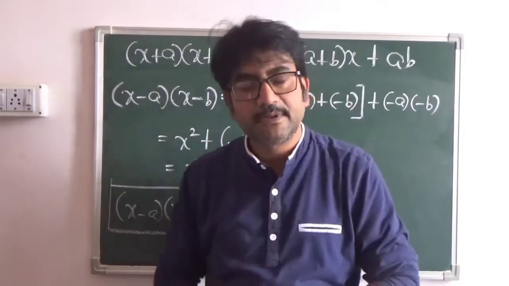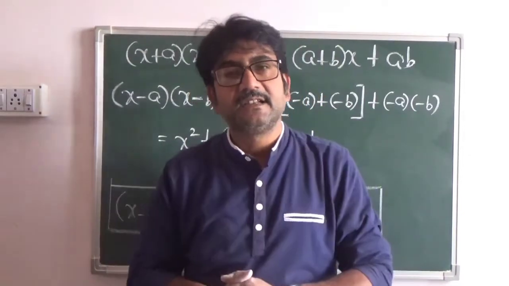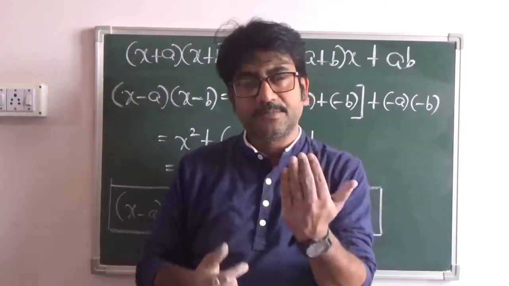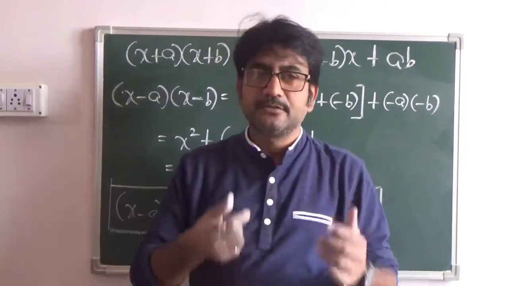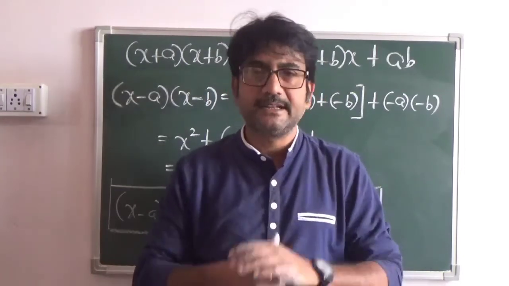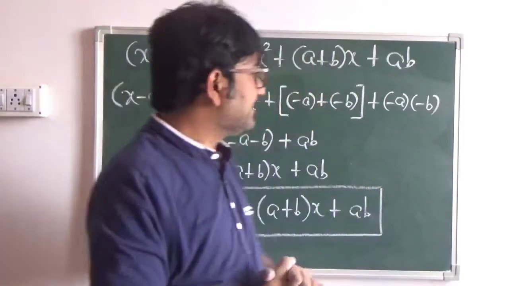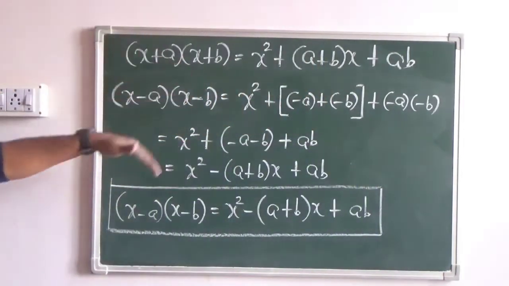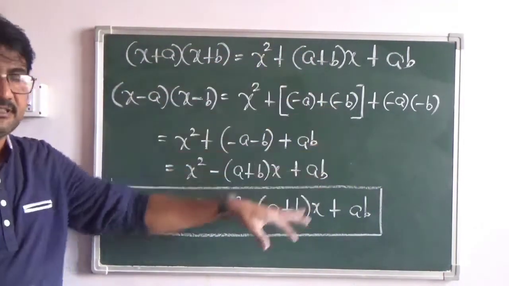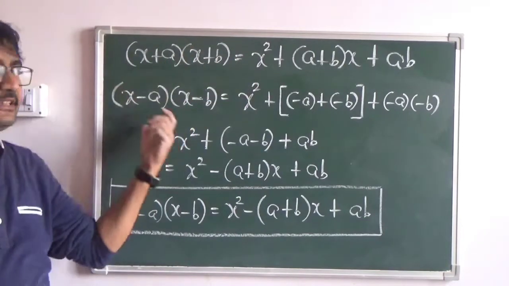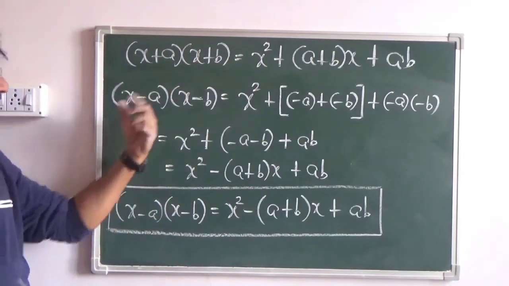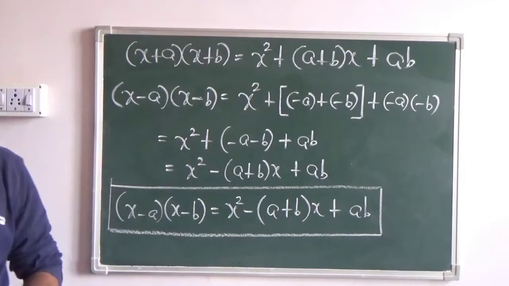There also you can have special cases. That means you can change the sign of either a or b or c, or all three. So that way we can change and you can get the result. Now finally we have got a product of two algebraic expressions like (x + a) into (x + b), (x + a) into (x - b), (x - a) into (x + b), and (x - a) into (x - b).